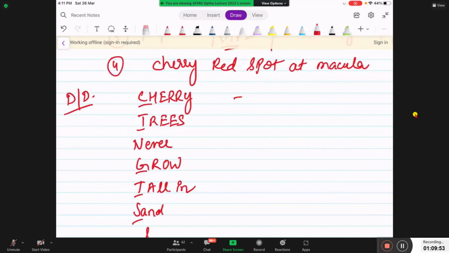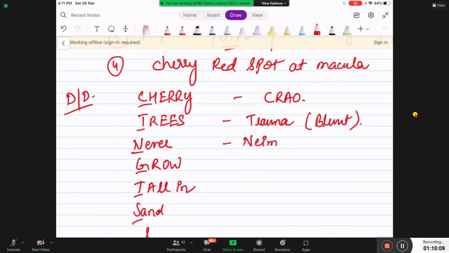C stands for CRAO, central retinal artery occlusion. T for trauma. Which trauma? Blunt trauma, and not the penetrating trauma. N stands for Niemann-Pick disease. G stands for gangliosidosis.